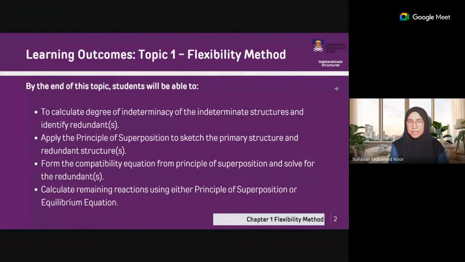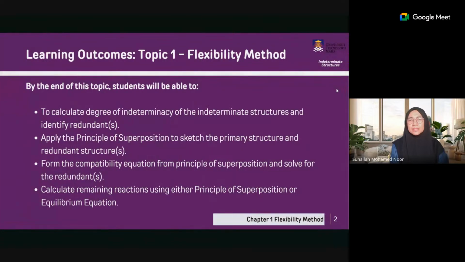Okay, most important, we need to understand that the final goal to learn flexibility method is to analyze indeterminate structures. Whenever reaction is more than 3, we cannot determine using equilibrium equation only. So that is why we have to apply another method. The idea is whenever we cannot determine the reaction because it is more than 3, we will solve the redundant using compatibility equation.